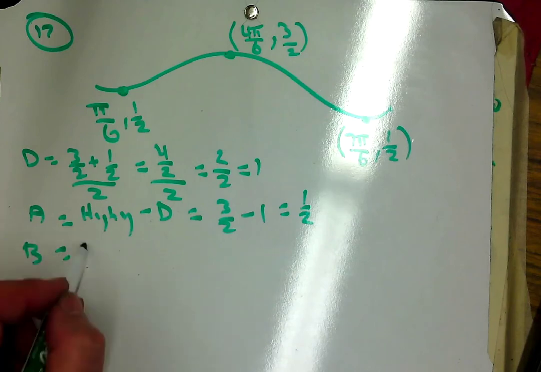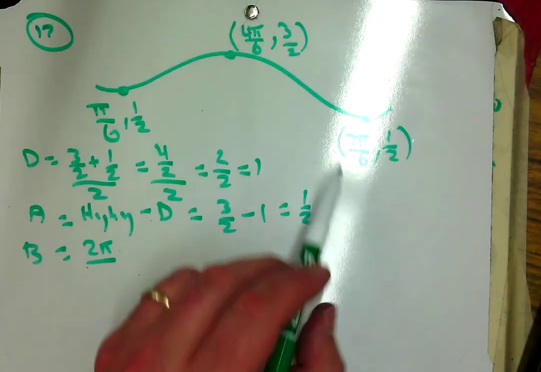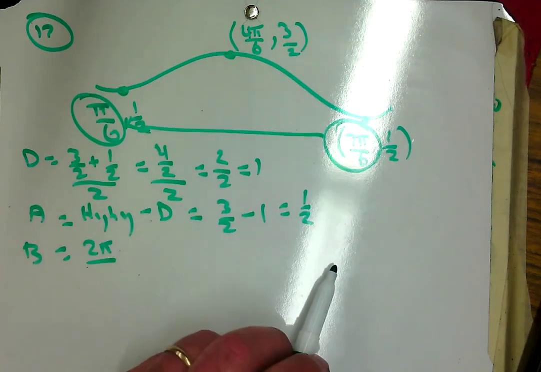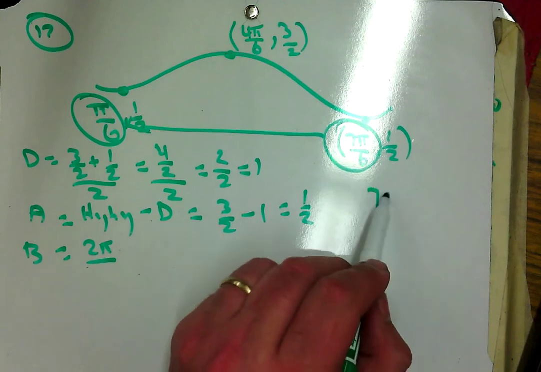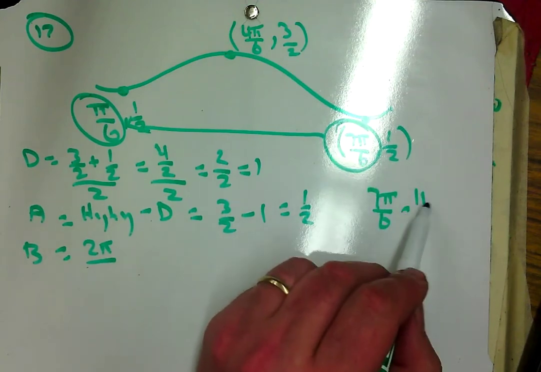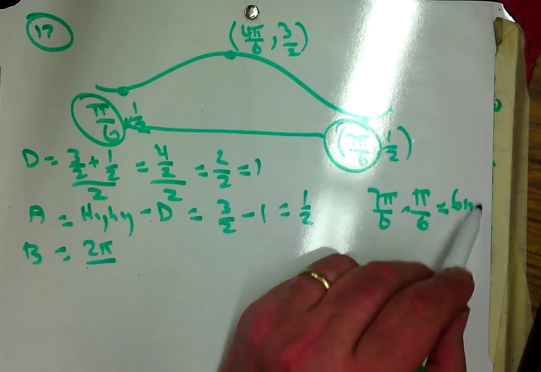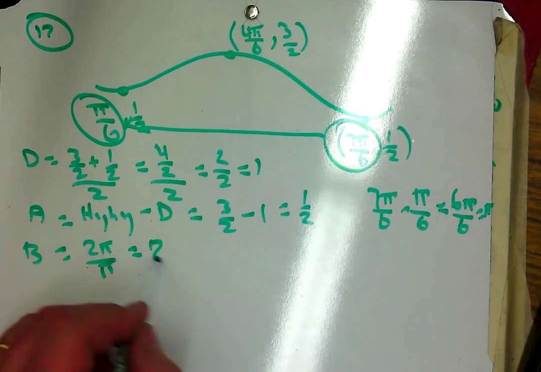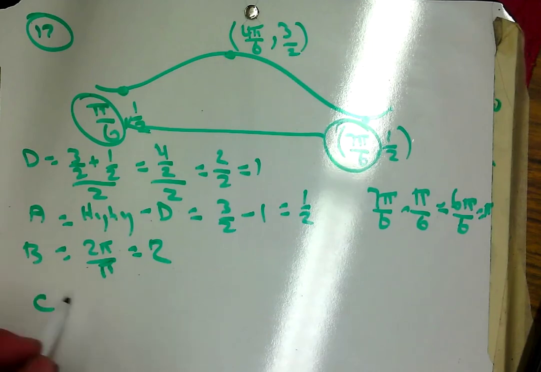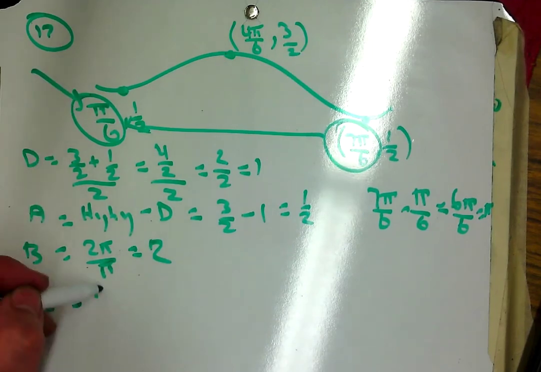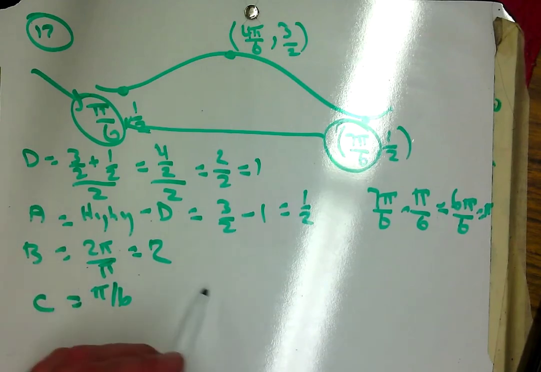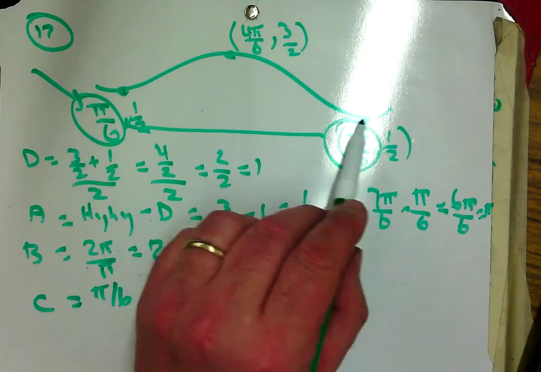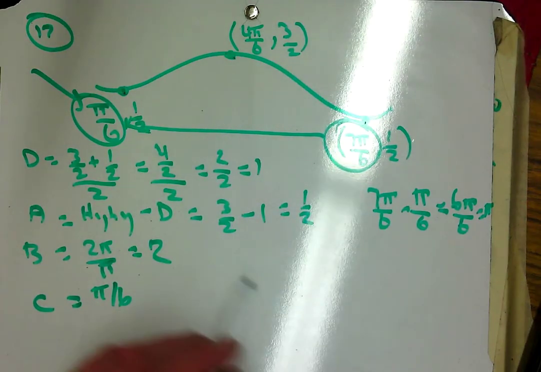Our b value is 2 pi over the period. The period goes from pi over 6 to 7 pi over 6. So what's that distance? 7 pi over 6 minus 1 pi over 6 is 6 pi over 6, or pi. So I get a b value of 2. And our c value is our starting x, pi over 6. So I would write the model, and we're starting low, going high, going low again. So I think this is a negative cosine.